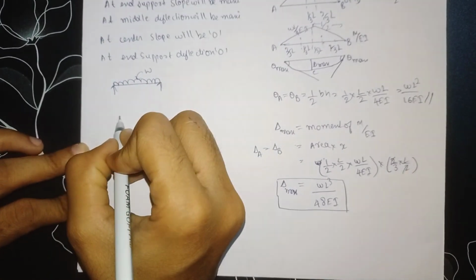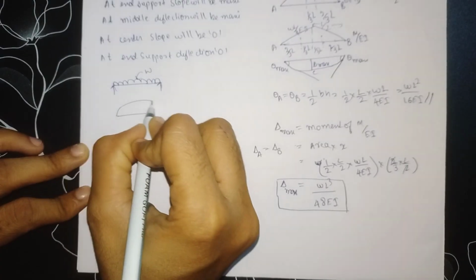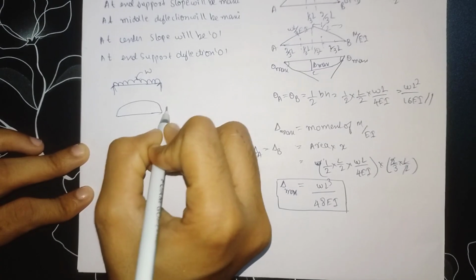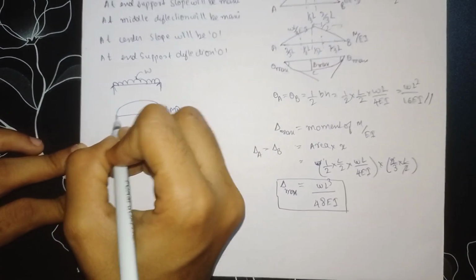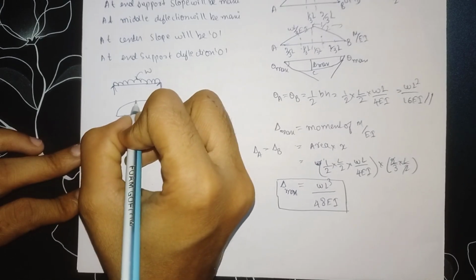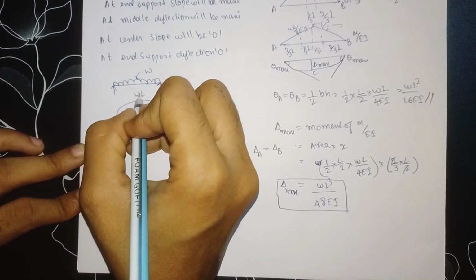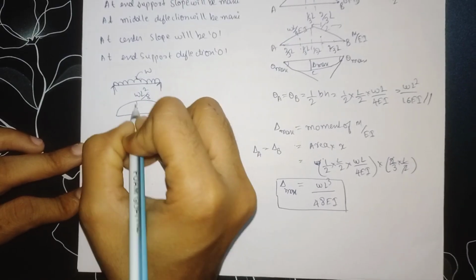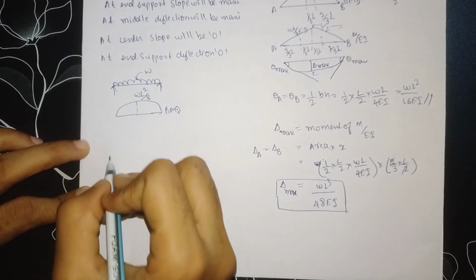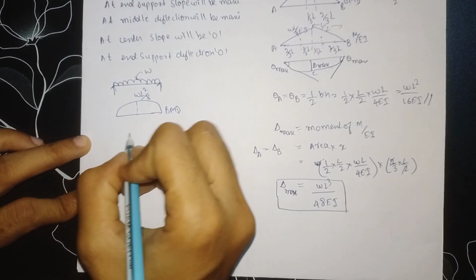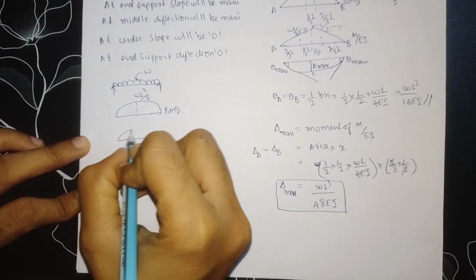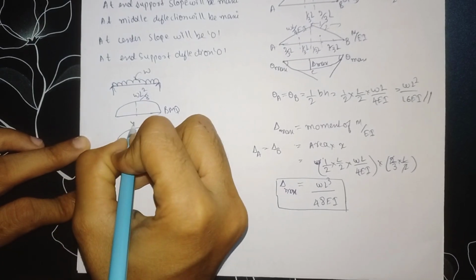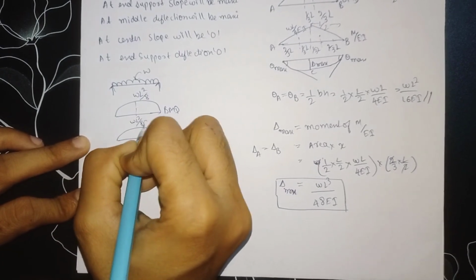So the maximum bending moment diagram, the BMD, will come as a parabola like this. Here the bending moment at the center will be WL square divided by 8. At the center the bending moment will be maximum, and if you go for the M divided by EI diagram, it will come as WL square divided by 8 EI.